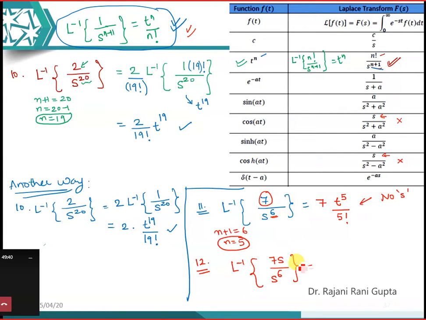Now still, we need to find the solution. So we try to simplify this first. So it gives you Laplace inverse of 7 over s, now s means s power 1. Can I cancel s power 1 with s power 6? So we are left with s power 5. Now it is converted into the form so that I can make use of this rule. So here n plus 1 is 5, which gives you n as 4. Again, 7 is not useful. S power 5 means t power 4 over 4 factorial. So this is how we work here.